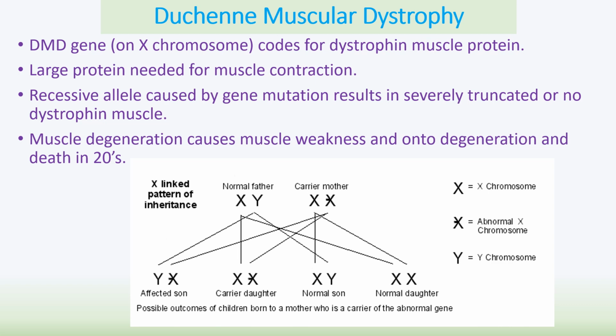Another example of a disease which is caused by this is Duchenne muscular dystrophy, and again it's on the X chromosome, coding for the dystrophin muscle protein. It's a large protein needed for muscle contractions. When you get the recessive allele, it leads to seriously truncated or non-functional dystrophin. Muscles tend to degenerate, causing muscle weakness and eventually early death.